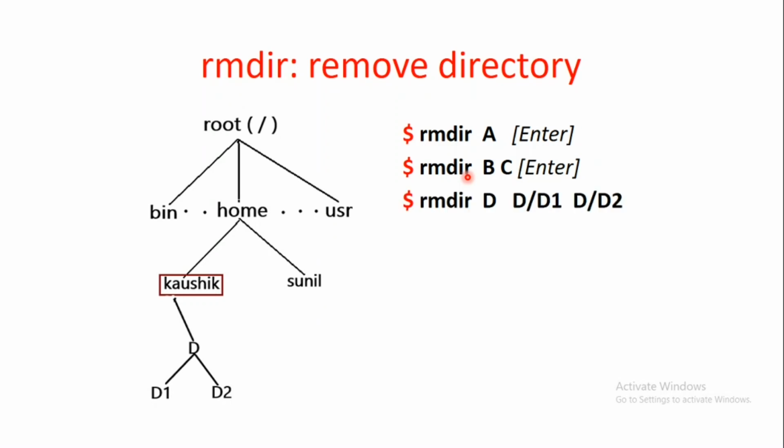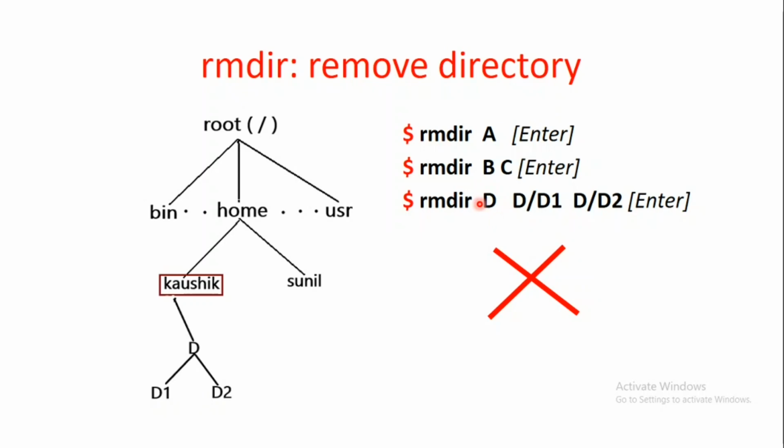Now if I want to remove this directory structure, that is D, D1 and D2, and if I pass the arguments in this way, it will throw an error. This will not allow me to remove the directory because the condition is, if I want to remove a directory, its content should be empty. If I am trying to remove D first, it already has some content, a subdirectory D1 and D2, so it is not empty, and it will not allow me to remove the directory.